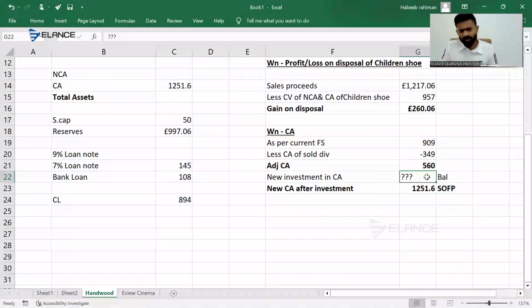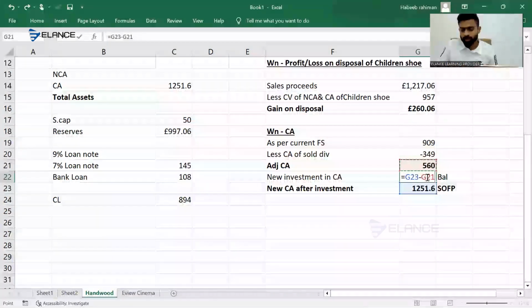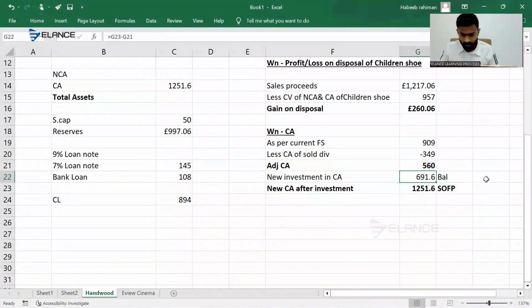So we can easily calculate as a balancing figure how much we are supposed to invest in current asset in order to increase the current ratio to 1.4. So the investment will be 1251 minus 560. This is the balancing figure. Is this also okay for you guys? Could you please confirm? Yes, sir. The investment in current asset is 691 in order to increase the liquidity to a current ratio of 1.4.